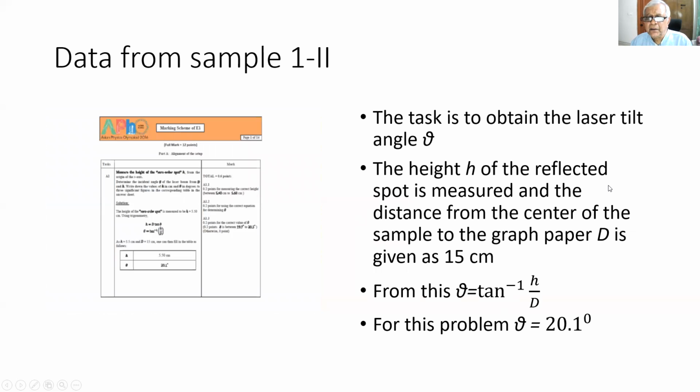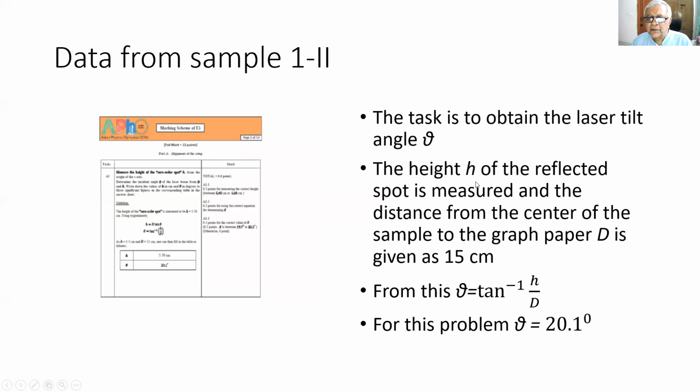The task is to obtain the laser tilt angle theta. Let me be honest, even though we have performed these experiments, I'm picking up answers from the model answer sheet so that you get a feeling, or students get a feeling, of how the various skills involved are marked in this paper.